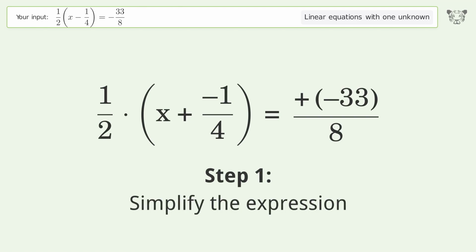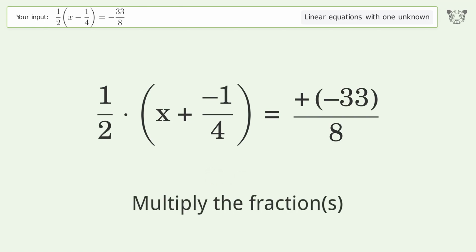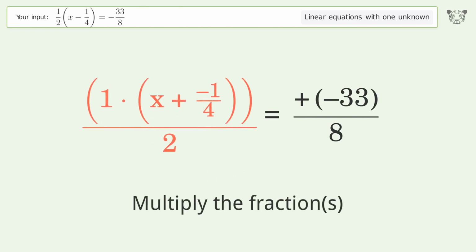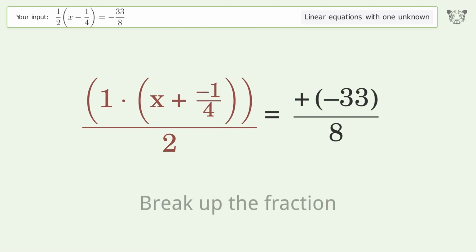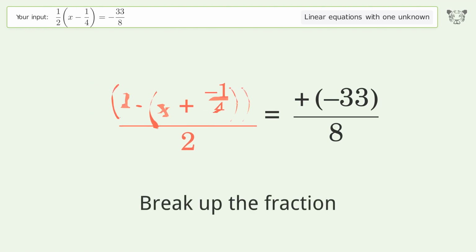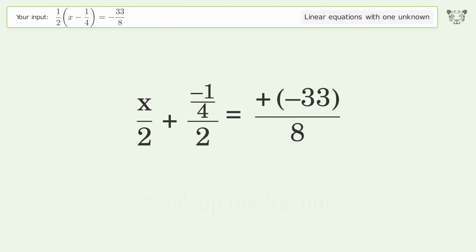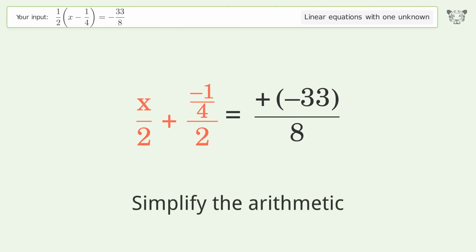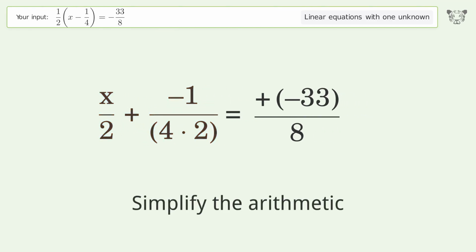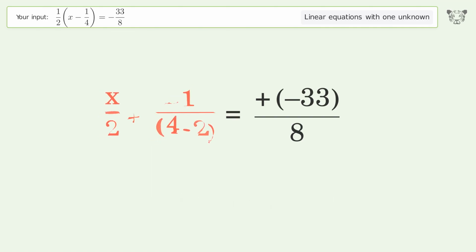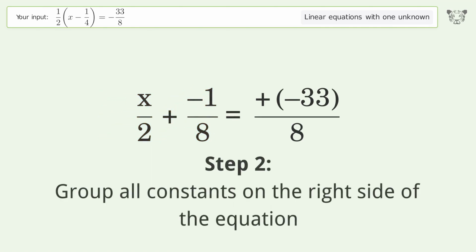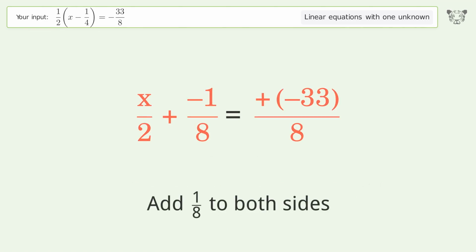Simplify the expression. Multiply the fractions. Break up the fraction. Simplify the arithmetic. Group all constants on the right side of the equation. Add 1/8 to both sides.